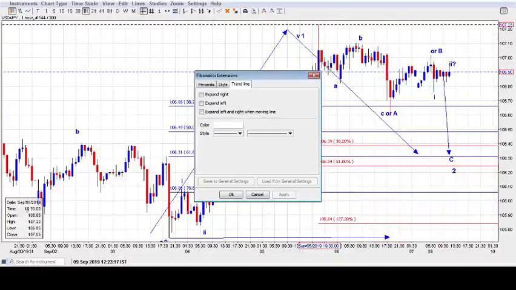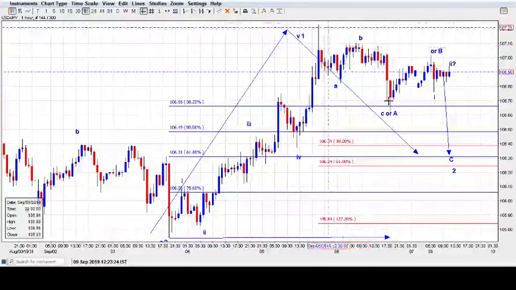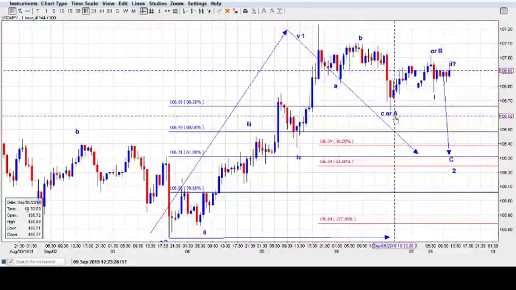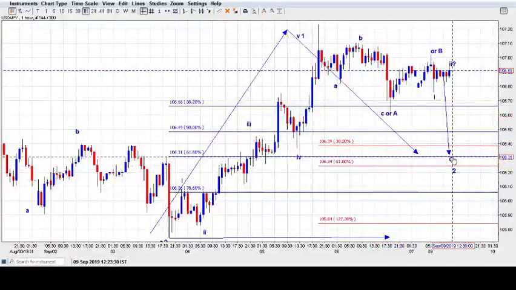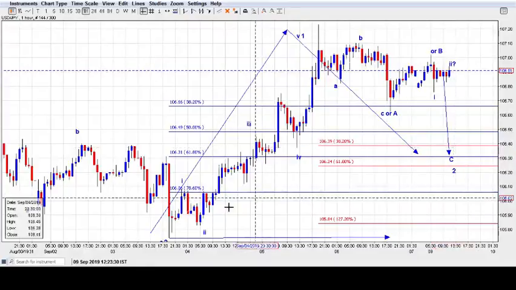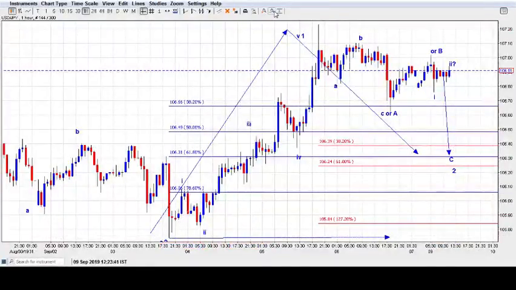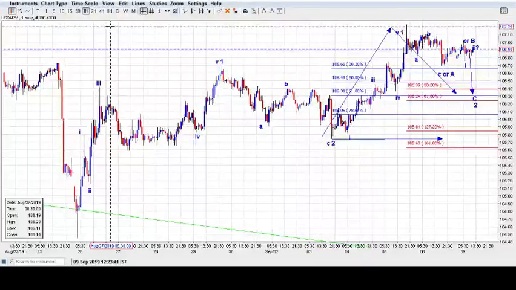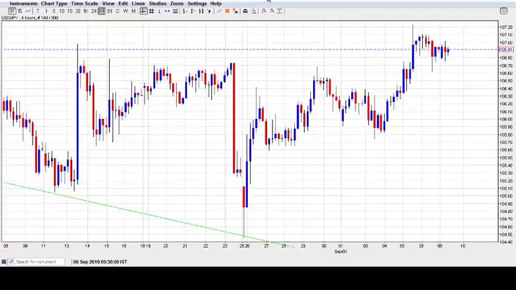106.24 is the 61.8% extension of the first leg, that is potential A plotted here. So don't be surprised if there is a drop. It's actually an opportunity to go long again against 105.73, and the potential wave targets could be, let's go a bit higher, the 4-hour chart.